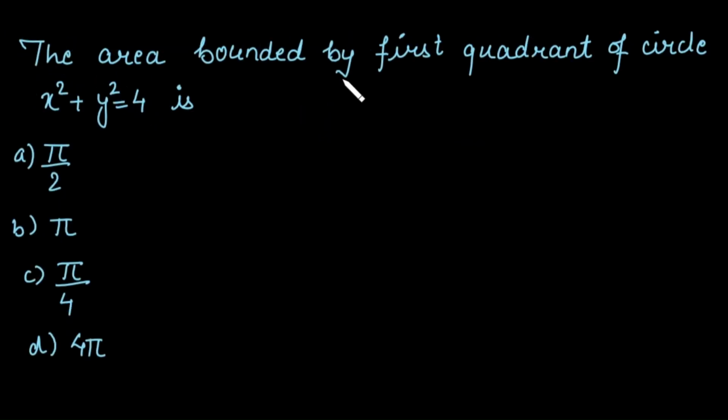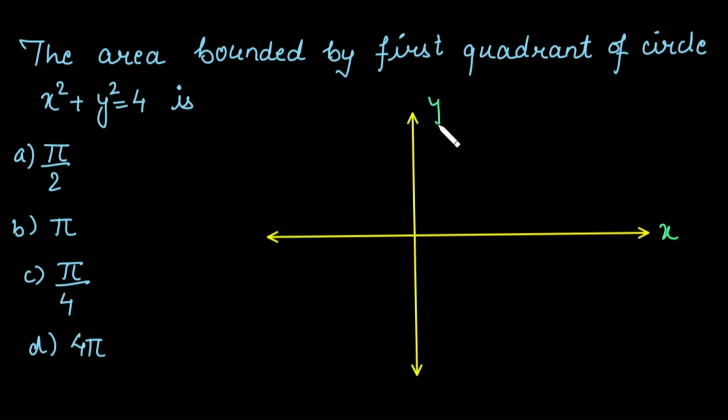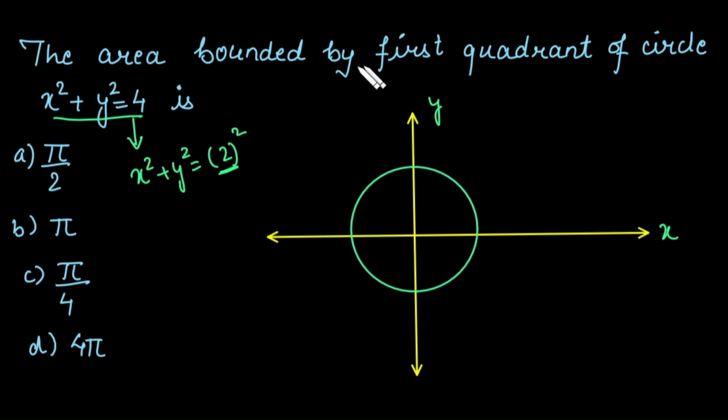Next question is the area bounded by the first quadrant of a circle x square plus y square is equal to 4 is what. Suppose this is the x-axis and this is the y-axis. It says that it is a circle of the form x square plus y square is equal to 4. From here find radius, that is x square plus y square is equal to 2 square. Radius is 2. So it is a circle with a radius 2. Now the question is find the area bounded by first quadrant. First quadrant means x greater than or equal to 0, y greater than 0. We need to find the area of whatever part of the circle is in the first quadrant.